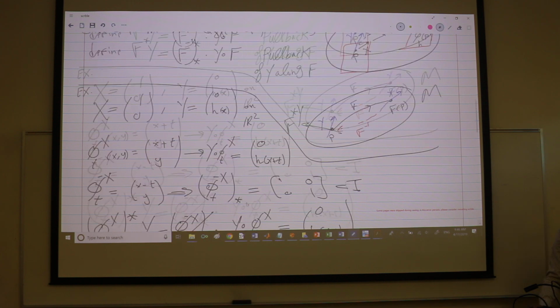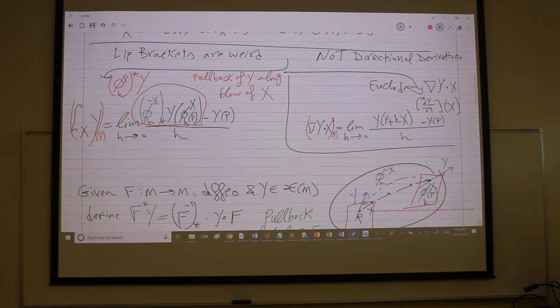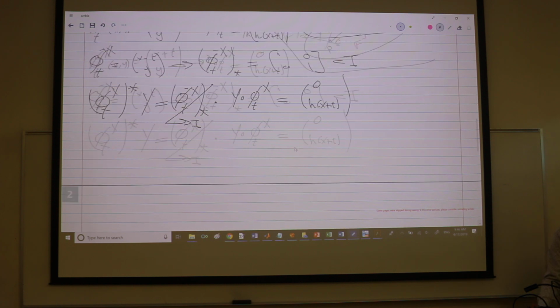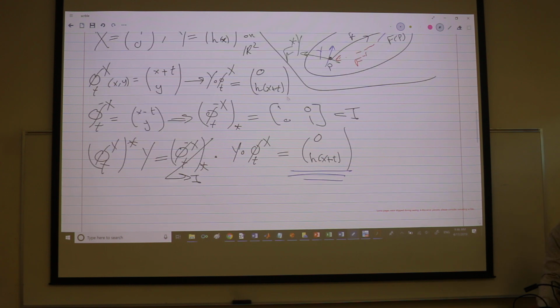And actually, according to this definition, the Lie bracket can be defined as d by dt at t equals 0 of this guy. This is t. So you can show that when you get this pullback, you can differentiate with respect to t, put t equals 0, and you will get the Lie bracket. This will be an exercise in the homework, which I will post today.